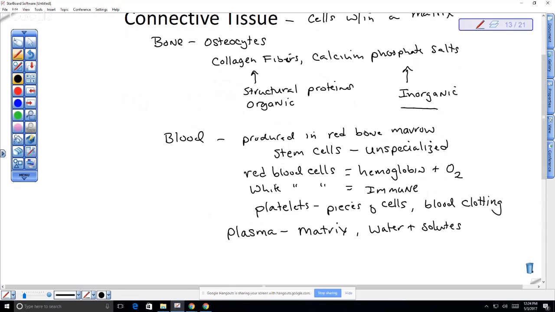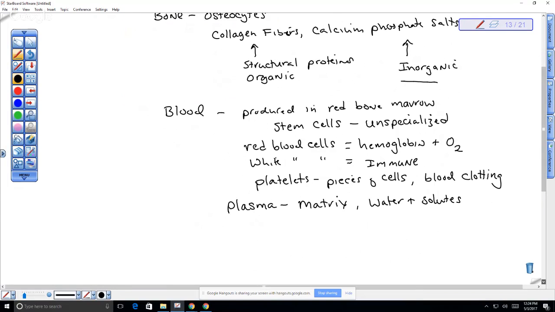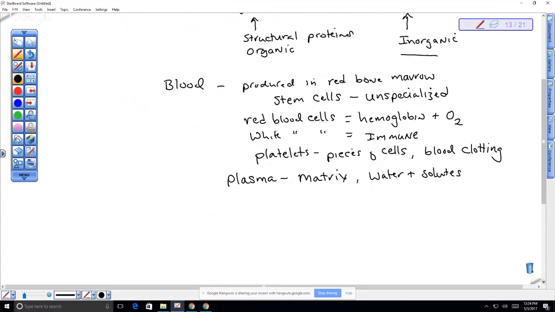So from your lab, what was another example of connective tissue that we looked at? Muscle tissue? Connective tissue. Nobody remembers? How about adipose? Okay, so adipose, this is fat tissue. And this specifically stores triglycerides.